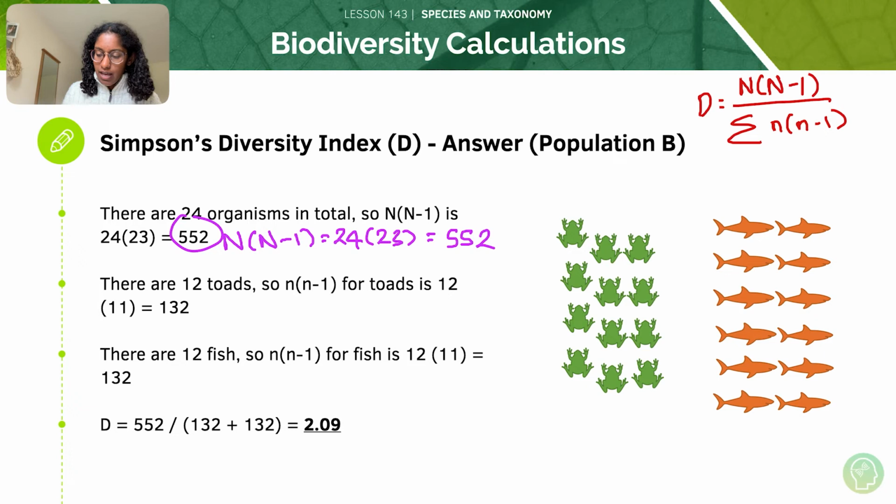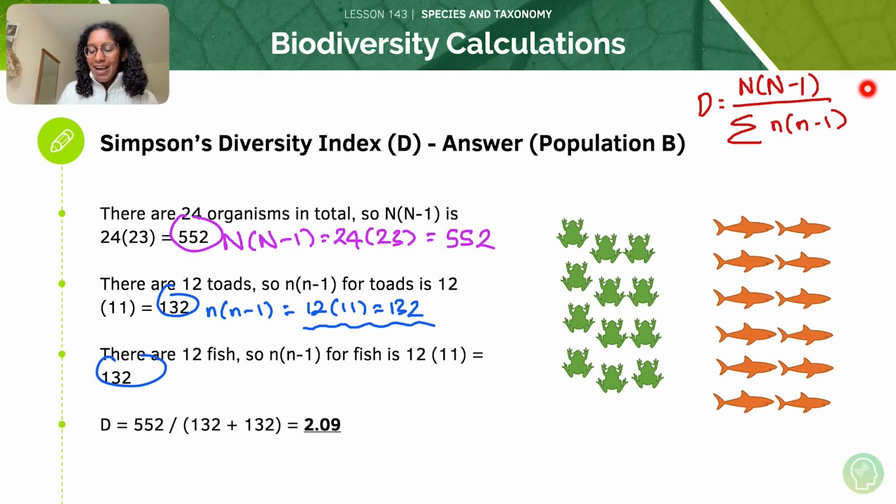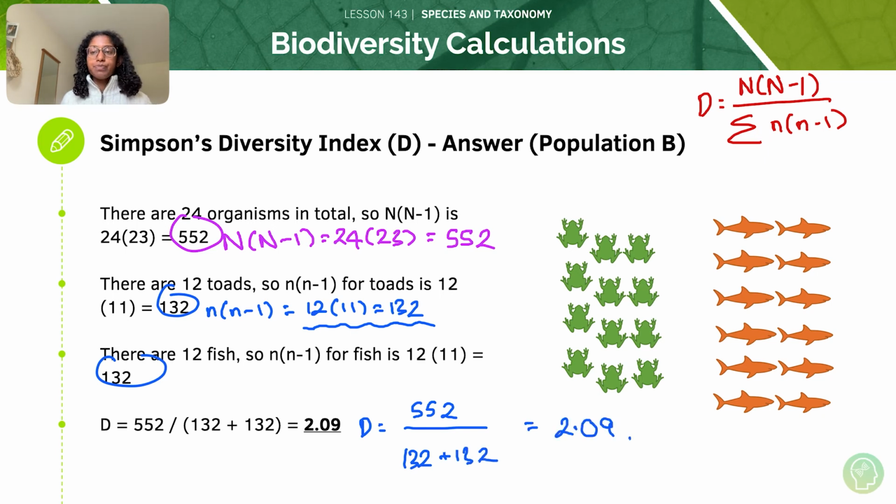So let's go ahead and do that. So for the toads, there are 12 toads, so n times n minus 1 equals 12 times 11, which is 132. There are 12 fish, so that's going to be equal to what we've just calculated here, so again 132. And now we just put it all back into this lovely equation we had here. So D is going to be equal to big N multiplied by big N minus 1, which is 552, over the sum of all of the n multiplied by n minus 1, so that's 132 plus 132, which is 2.09.